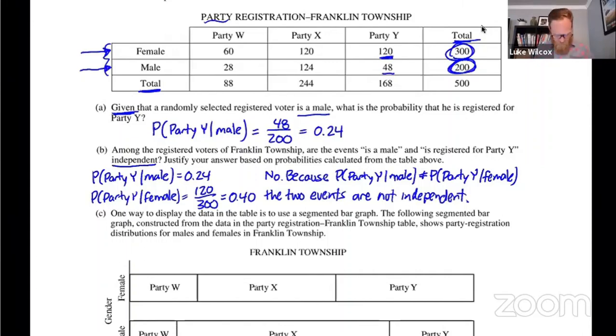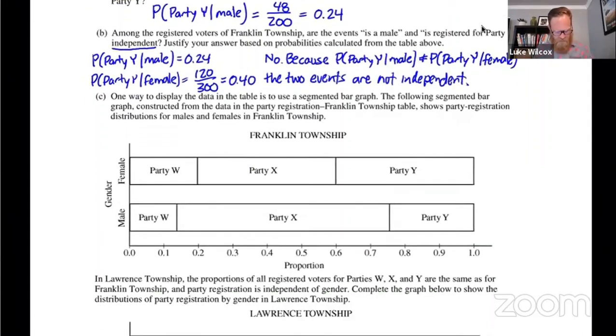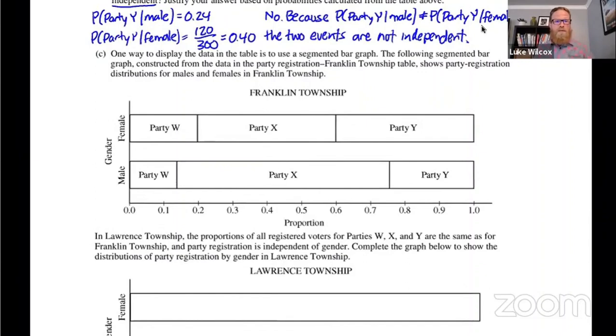Okay, so let's move on to part C here, and here's what it says. One way to display the data in the table is to use a segmented bar graph. The following segmented bar graph, constructed from the data in the party registration Franklin Township table, shows party registration distributions for males and females in Franklin Township. And so we see the distribution for females as well as the distribution for males.